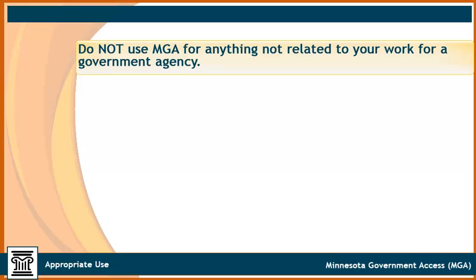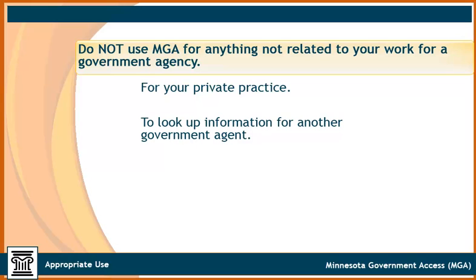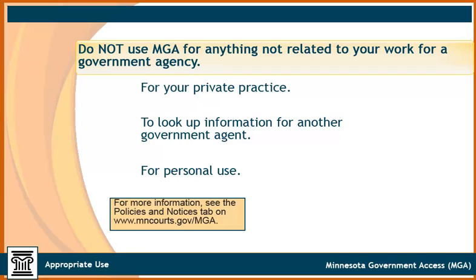Do not use MGA for anything else not related to your work for a government agency, your private practice, or anything non-governmental. City attorneys or contract public defenders that also have private practice clients must only use MGA for their government work. It is not for personal use. Do not use MGA to find out information about your new neighbors, your daughter's date, or your cousin's divorce.